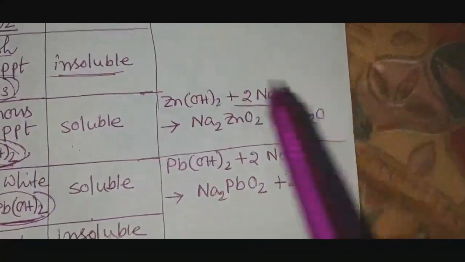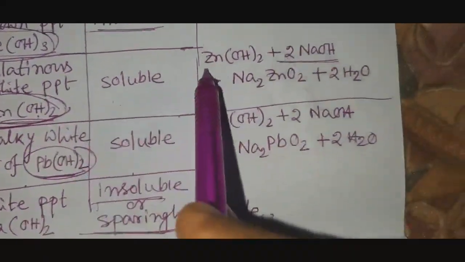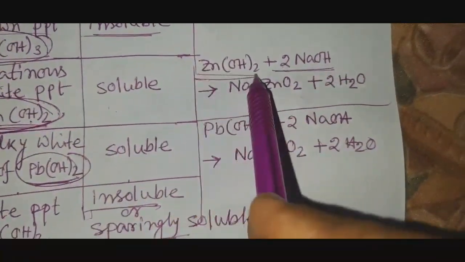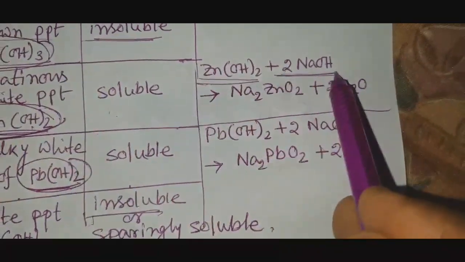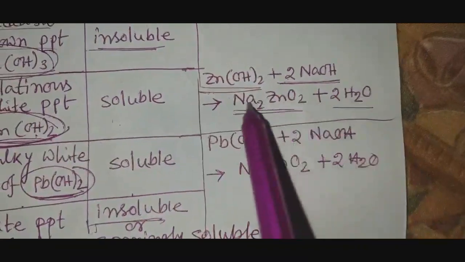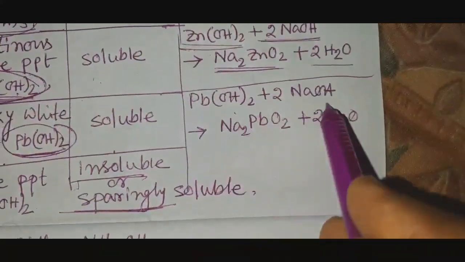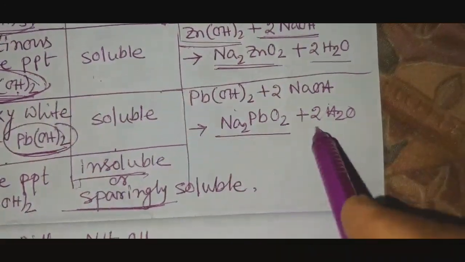So let us look at the reaction. When zinc salt reacts with NaOH, it forms zinc hydroxide, and this zinc hydroxide with sodium hydroxide forms what? Na2ZnO2 plus 2H2O. This is called sodium zincate. Similar reaction, lead hydroxide with 2NaOH forms Na2PbO2 plus 2H2O.